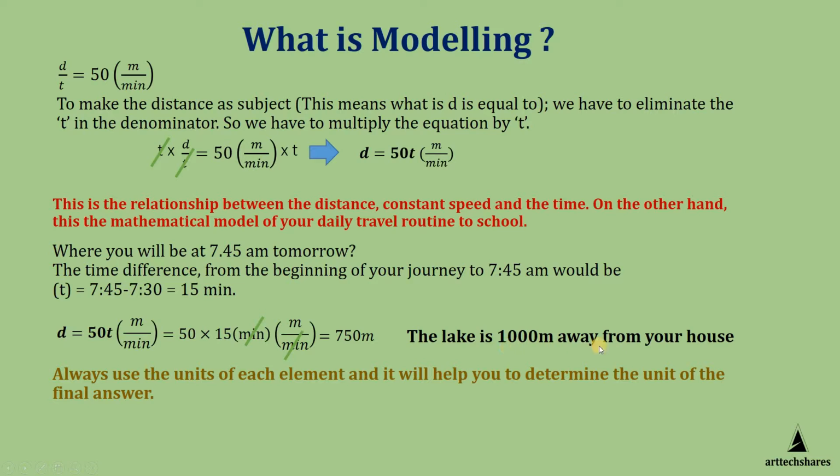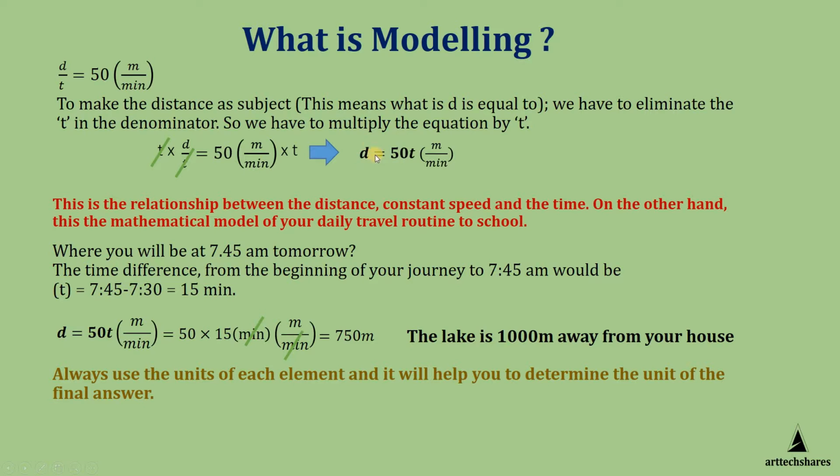This means that you will not pass the lake at that time. Now carefully look at the formula. You can understand that when you change the value of t, the d changes. That means the distance changes. Clearly, in this equation, the distance changes as the time changes.